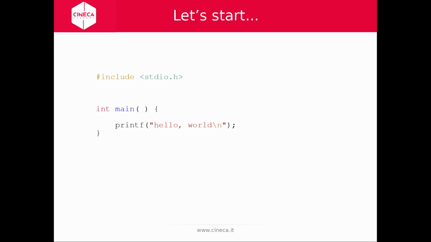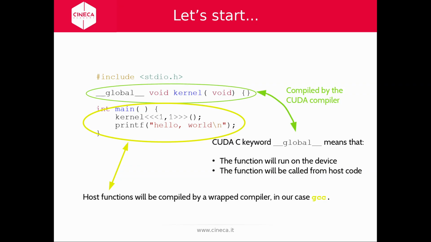Okay, this should be easy enough for everybody in the room. Let's add some CUDA. There are two additions here. One is this one and one is this one. Let's consider the first one. The first one is the declaration of a function that will run on the device. How do you understand that the function will run on the device? Global. Global actually means that we are defining a function that will run on the device, and this function can be called from the host. Okay?